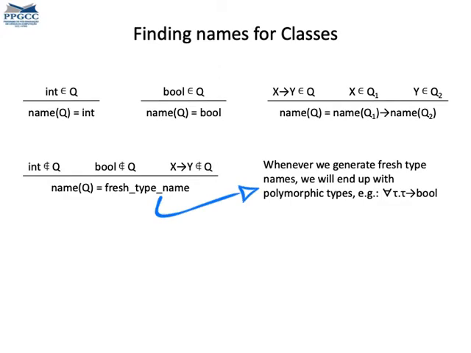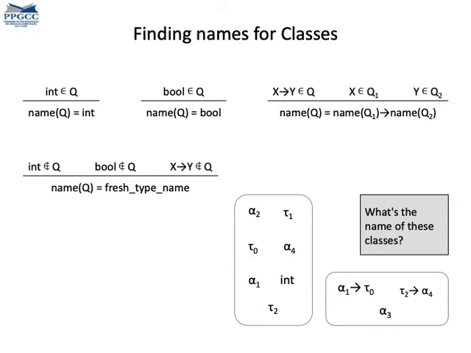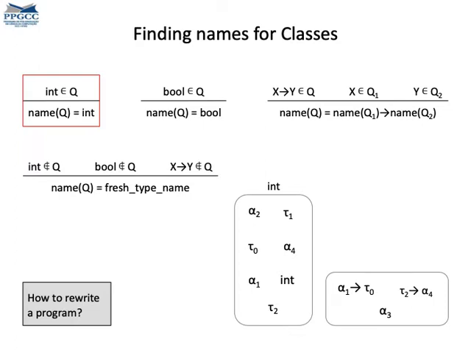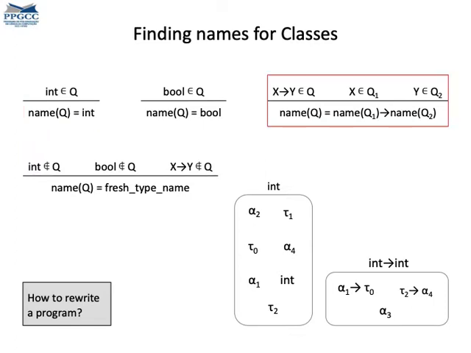Notice that sometimes we might have to generate a new name for some class. That means that we have a polymorphic program that is quantified on some type. For instance, that would be the type of the length function that receives a list of any type and returns an integer. Let's see how we can find names for these equivalence classes. First of all, notice that int belongs in one of the classes, thus the name of this class will be int. And the rule for arrow types lets us infer the name for the second equivalence class.